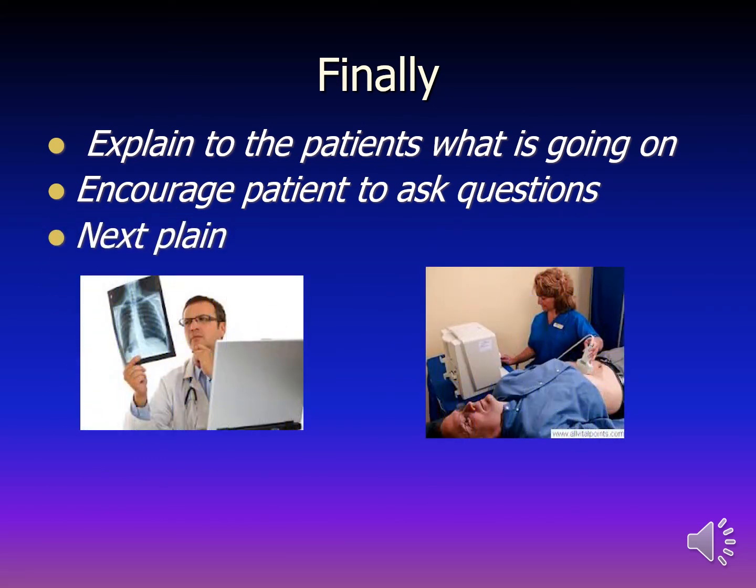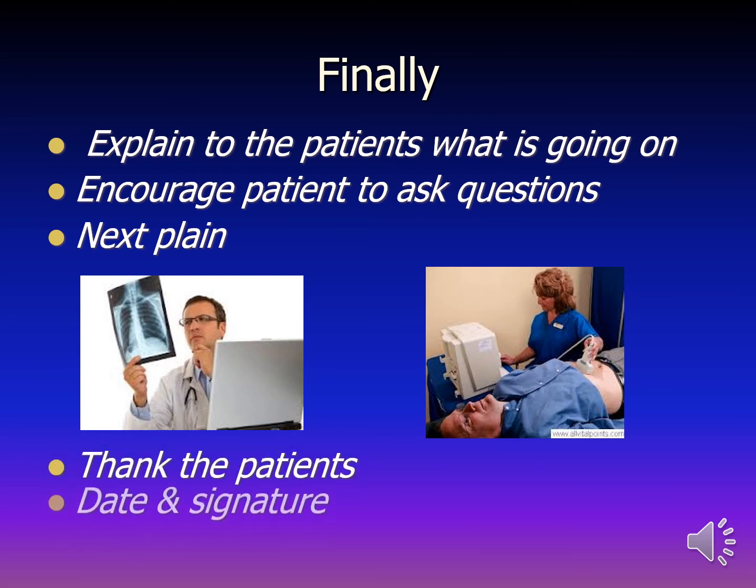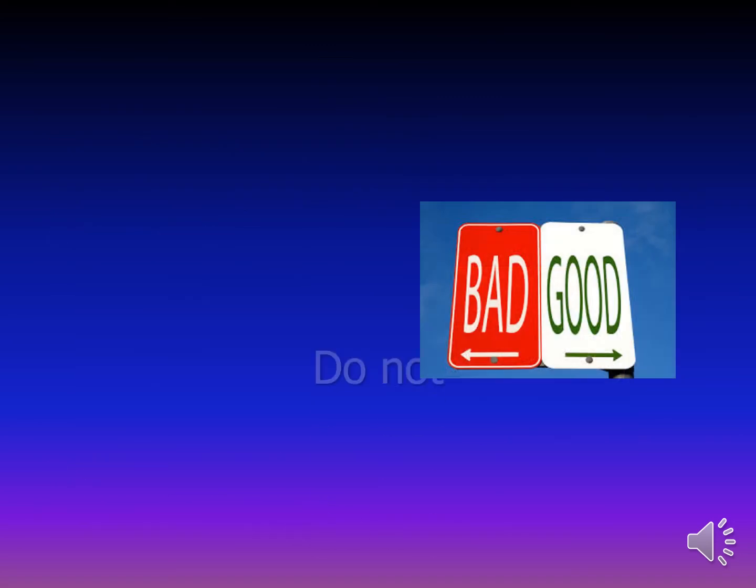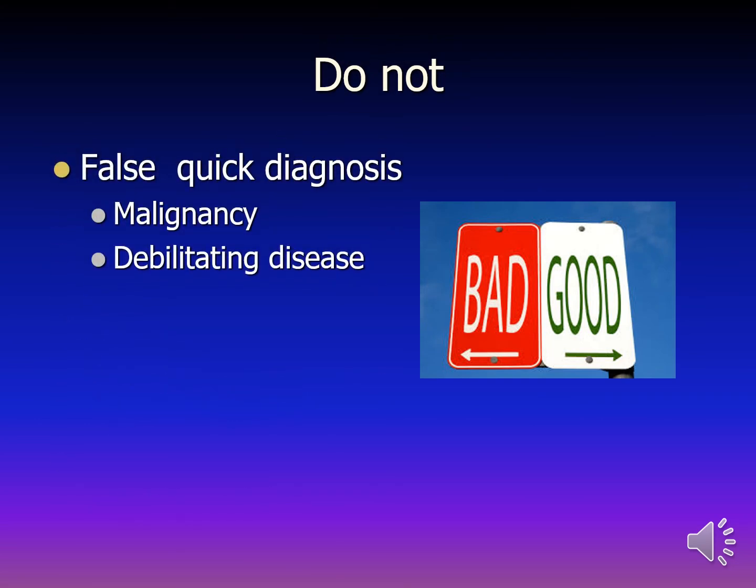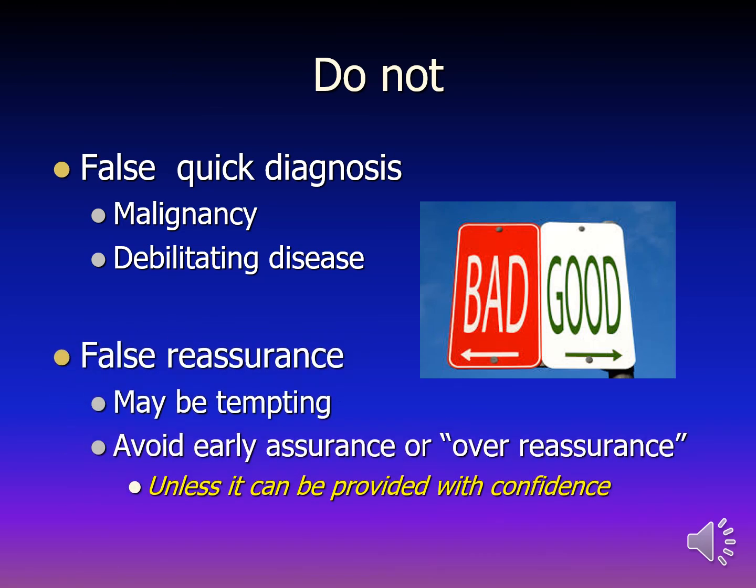Encourage the patient to ask questions about what is not clarified, and explain to the patient the next plan you have decided for him. Thank the patient, and the date and signature on the sheet are very important. Please don't give a false quick diagnosis such as malignancy or a debilitating disease, or bad news. False reassurance may be tempting. Avoid early assurance or over assurance unless it can be provided with confidence.